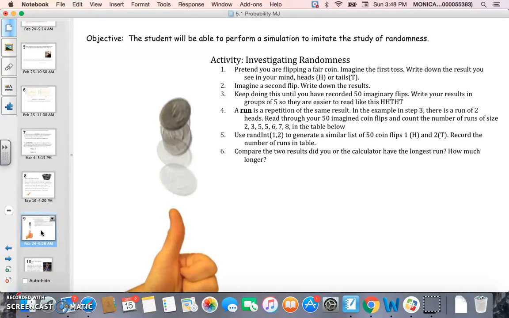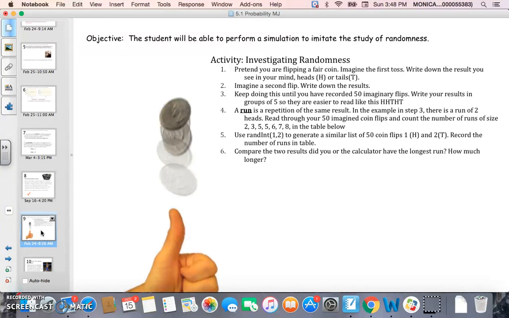And you're going to keep doing this until you've recorded 50 imaginary flips. You can record them somewhere in a space that you have on your paper. Then you're going to write your results in groups of 5 so they're easier to read, like heads, heads, tails, heads, tails. What we're testing in this simulation is what a run is. A run is a repetition of the same result. So in the example that I have here in step 3, there's a run of 2 heads.